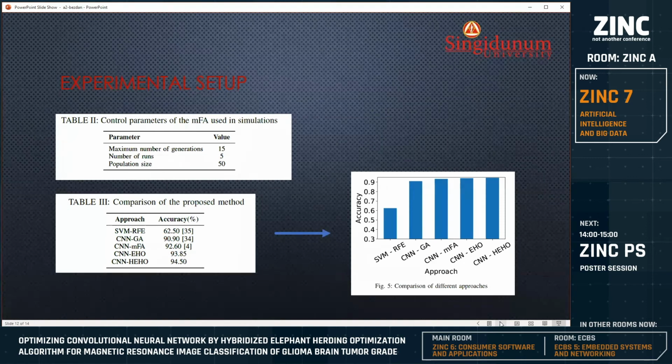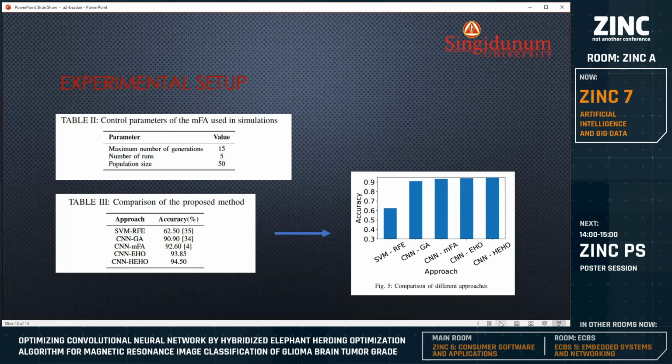Here, furthermore, we're just cross-comparing the control parameters in Table 2, the control parameters of the MFA used in the simulations. That's basically discussing the algorithm. The maximum iteration is set to 15, and the experiment here was repeated 5 times. Also important to state, the parameters used in the experiment are presented in this table.